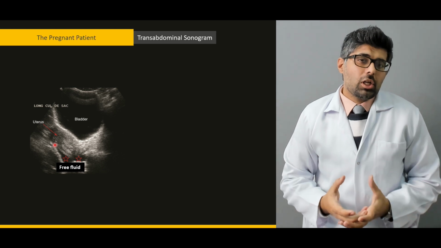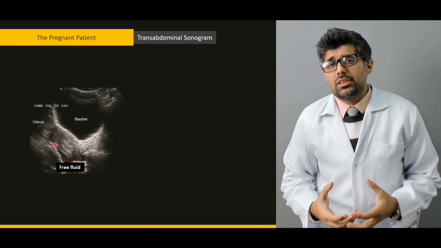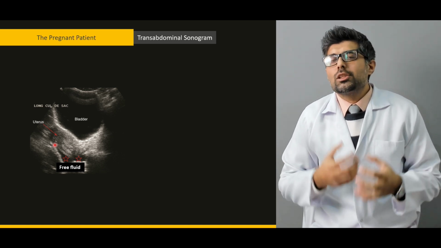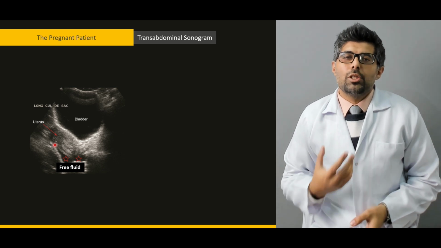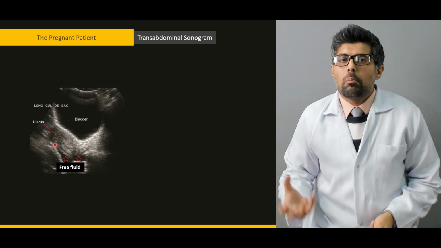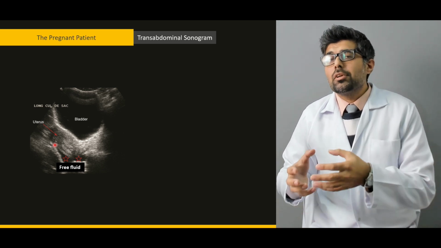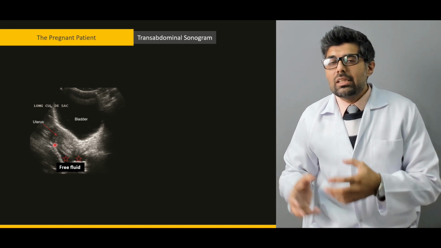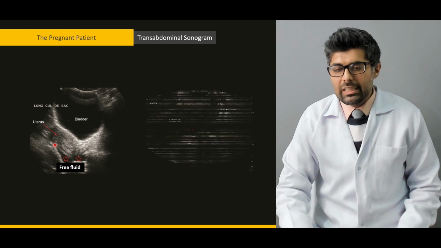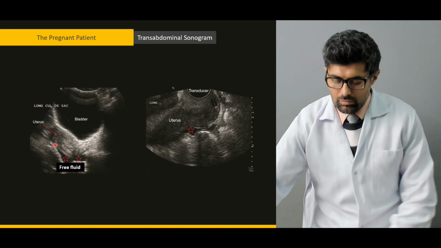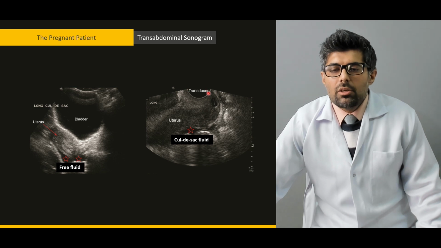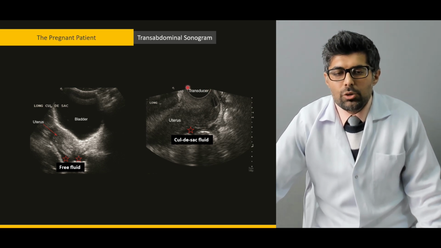Physiologically, or in normal circumstances, after ovulation some free fluid is always present outside the uterus. So it might be a normal occurrence. But for patients with ectopic pregnancy, this might indicate something otherwise, which will be seen in our next image. Now, this is the transvaginal ultrasound.